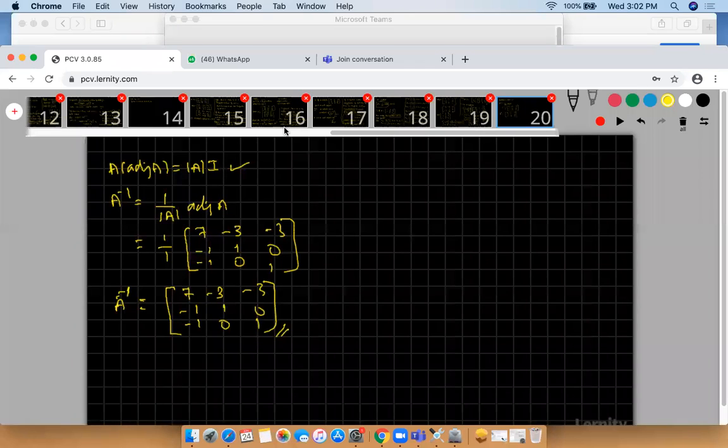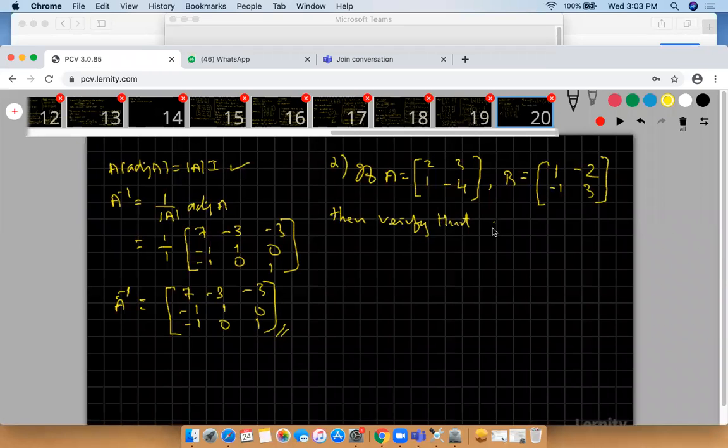Okay, you please take the next problem. The second problem: if A is equal to 2, 3, 1, minus 4, B is equal to 1, minus 2, minus 1, 3, then verify that, this is another important result, AB the whole inverse is equal to B inverse into A inverse.